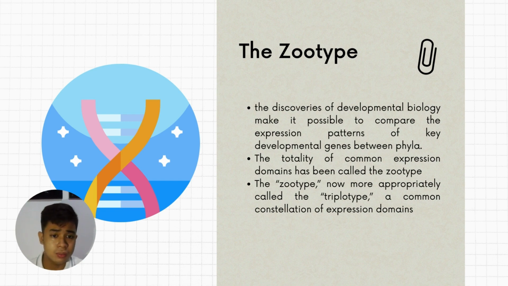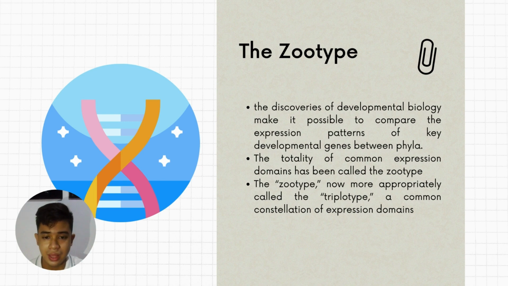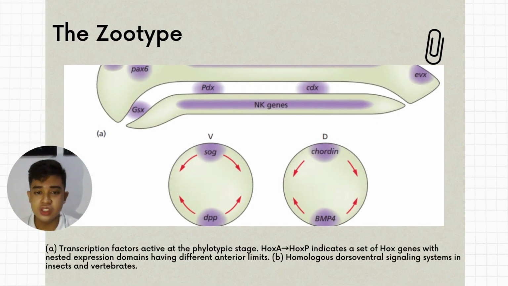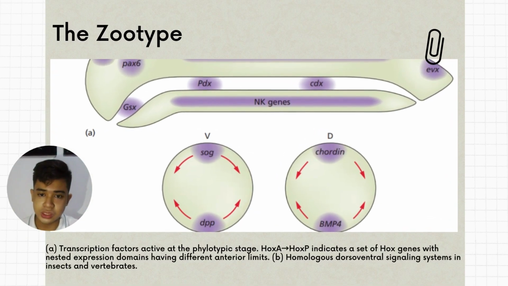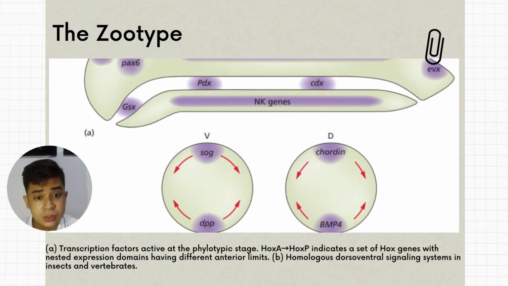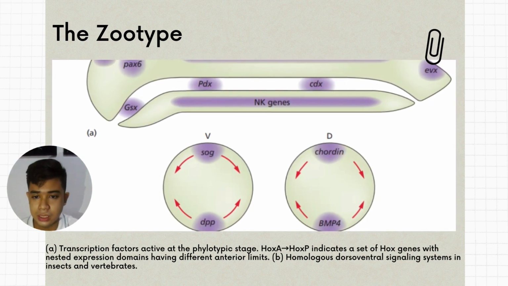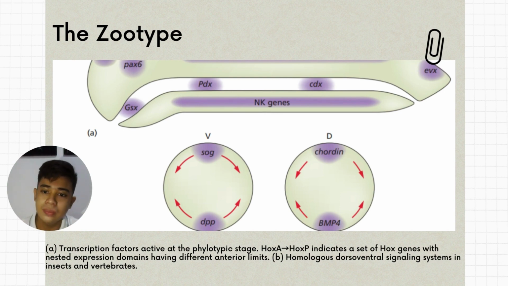Also, the zootype, now more appropriately called the triplotype, is a common constellation of expression domains. This set of expression domains can be shown in the picture in the next slide. In this figure, we can see first at letter A the transcription factors active at the phylotypic stage. The HOX-A and HOX-P indicates a set of HOX genes with nested expression domains having different anterior limits. On letter B, we can see homologous dorsoventral signaling systems in insects and vertebrates.